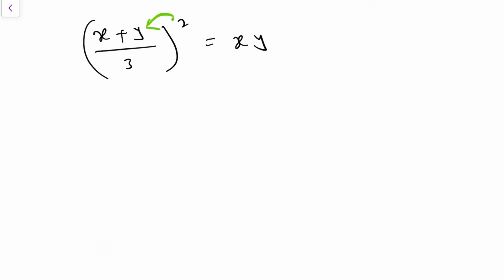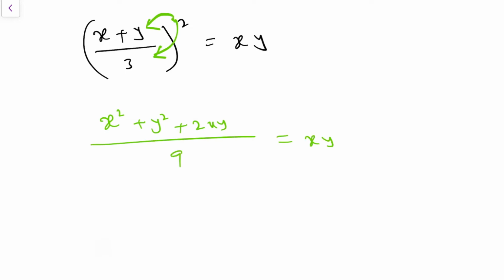This square is for the numerator as well as the denominator. So let us expand (x plus y) whole squared: x square plus y square plus 2xy, divided by 3 square, which is 9, equals xy. Take 9 to the right side, it becomes multiplication. So x square plus y square plus 2xy equals 9 into xy, that is 9xy.